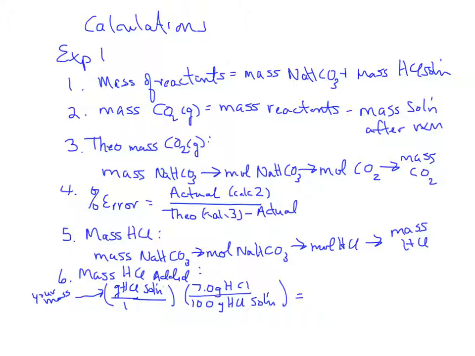Step number 2 says, what is the mass of the CO2 that you drove off? Okay, here's the deal. You have the mass of the reactants, and remember I told you to get a mass before you dump it? Okay, you have the mass of the solution. I told you you're going to see some mass is gone. That's the mass of the CO2. So by difference, you can get to the mass of the gas. Oh, that rhymes.